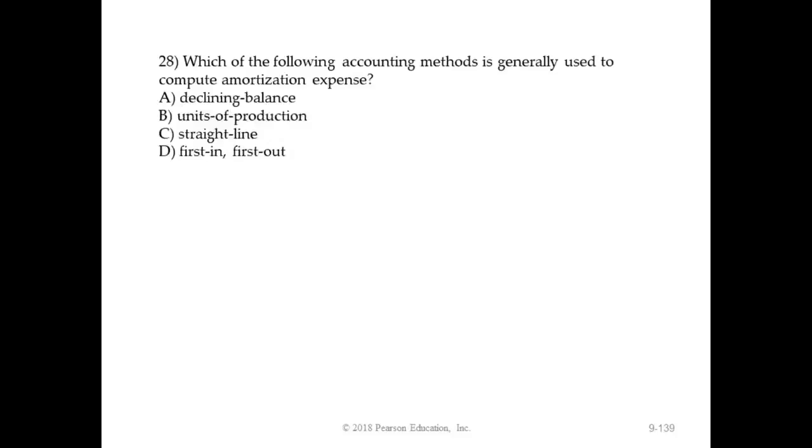28. Which of the following accounting methods is generally used to compute amortization expense? Normally, this one's going to be straight line. So in this case, the correct answer is C on that one.